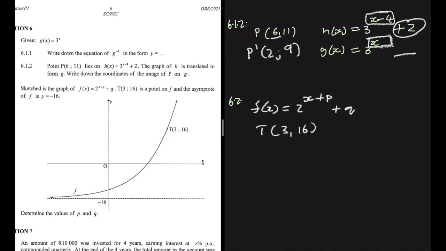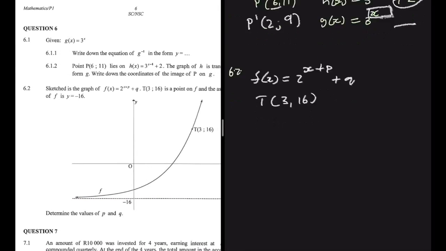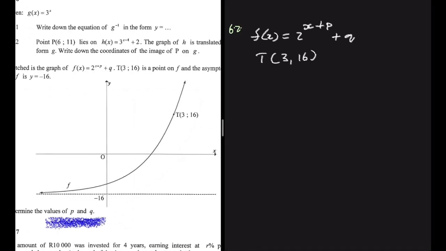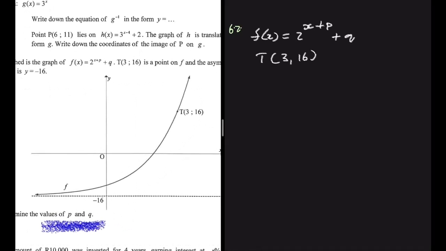We can clearly see the asymptote on the graph we are given, right? And now the question is saying, let's determine the values of p and q. So how can we possibly do that? We're going to start by looking at the value of q, right? So we are interested in the value of q. So q is equal to minus 16.